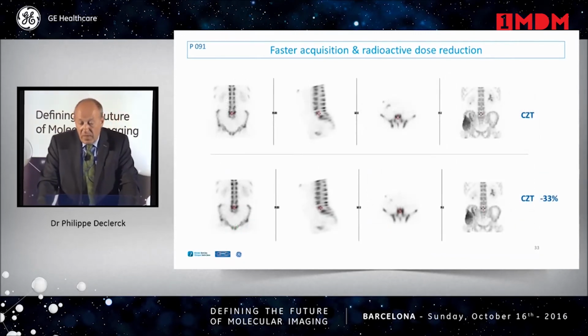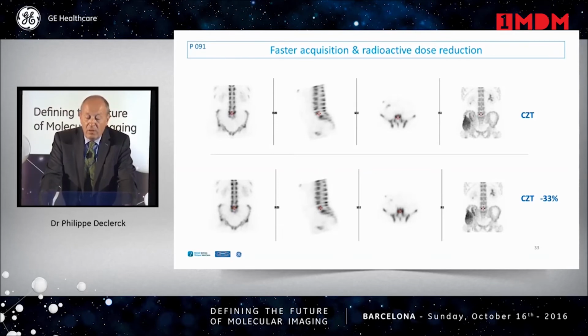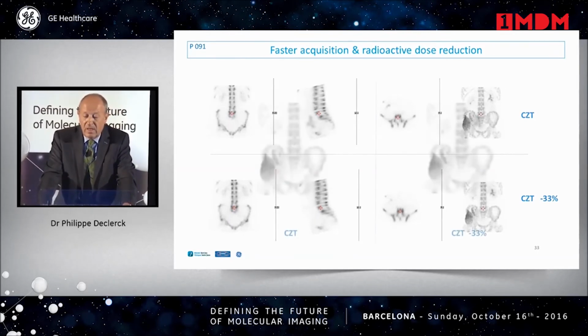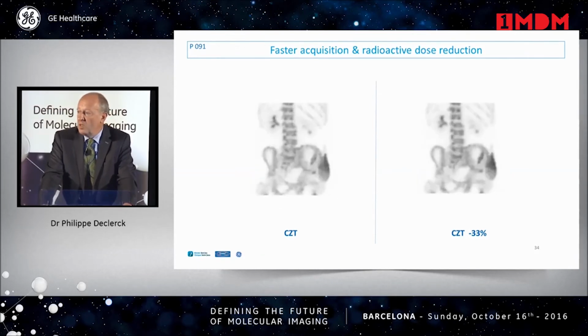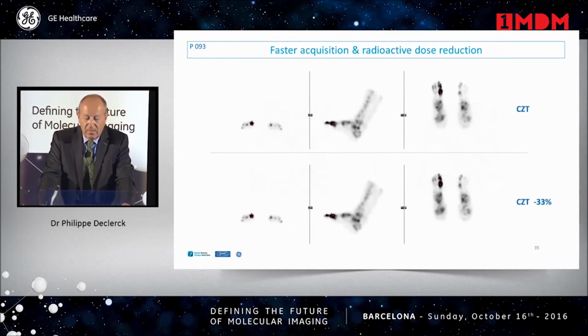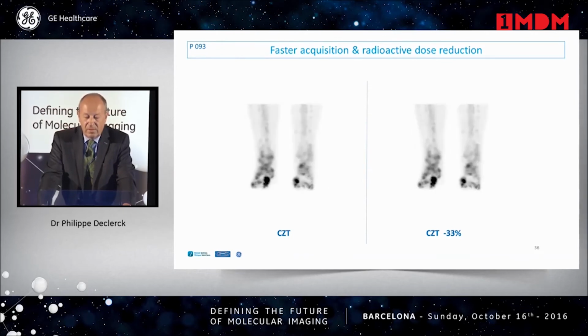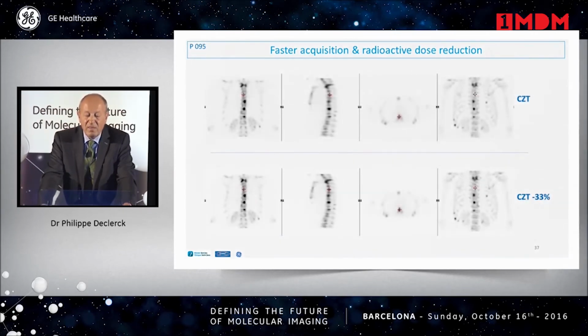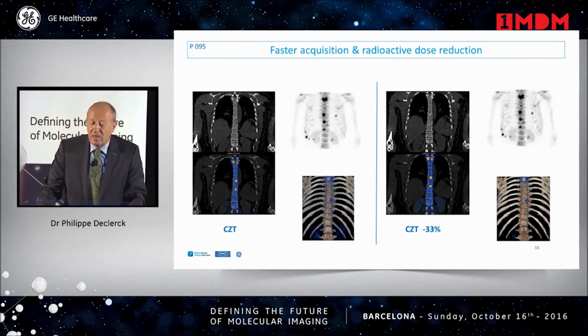We did some evaluation on SPECT, CZT SPECT. Above is a full-time acquisition, and under is 1/3 reduction of time. And again, it is the same image quality. And this 1/3 time reduction is only the beginning. Now the foot, sometimes very difficult. And image quality is again the same. This is a spine, several lesions, time reduction of 1/3. And clinically it is the same.